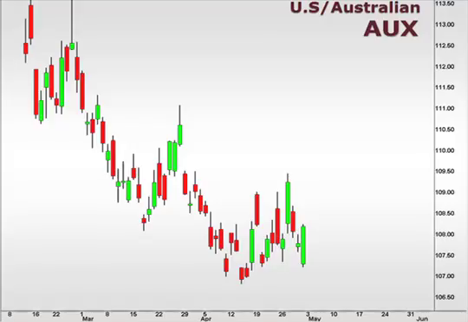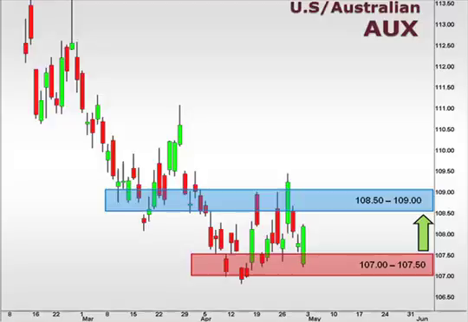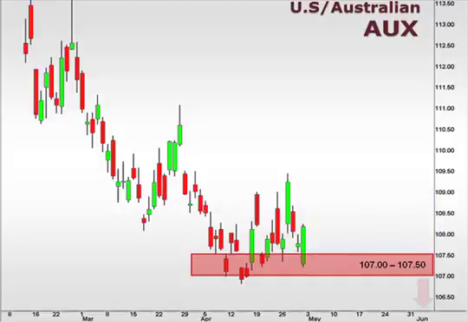Well, the AUX continues to remain range-bound between 107 and 109 as the US dollar attempts to regain ground against the Australian dollar. Now, last Friday's bounce off of support within the 107, 107.5 focal zone is likely to retest resistance at 108.5, 109. Until we see a decisive break above 109, the trend continues to be sideways to lower, with a break below 107 suggesting an extended move down.